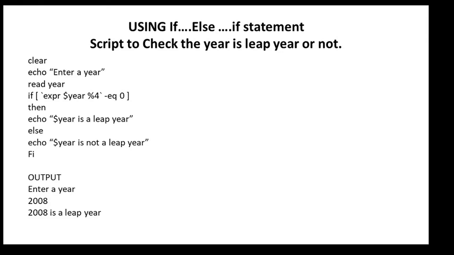The output will be like this. Enter a year. We are going to enter some year, 2008. 2008 is divisible by 4, so 2008 is a leap year. Suppose we give 2009, which is not divisible by 4, then the output will be 2009 is not a leap year. This is about this example.